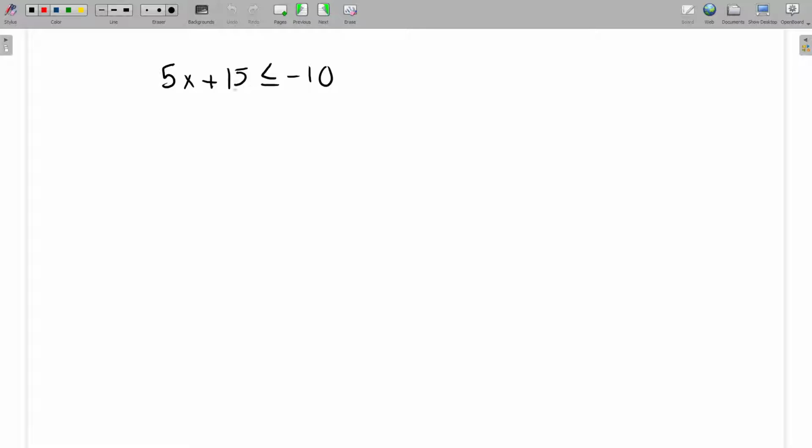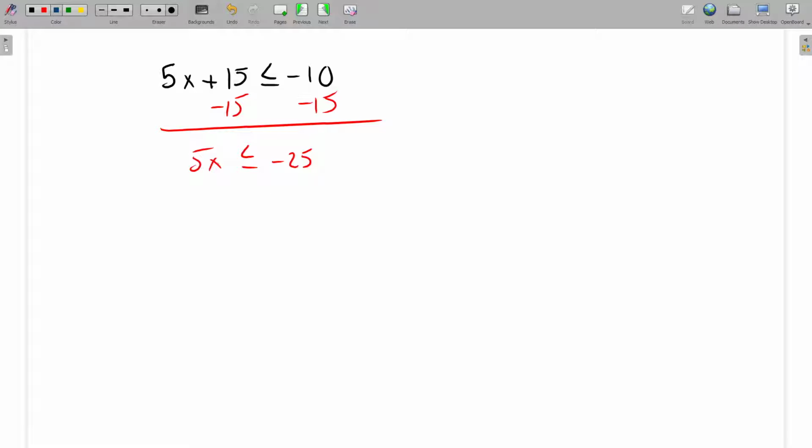This 15 does not have an x, so I want to move it to the other side. We're going to move it to the other side exactly like we have been. It's a positive 15. In order to move it, we want to subtract 15 from both sides. 5x will come down. The symbol is staying the same, still less than or equal to. And negative 10 minus 15 is negative 25.